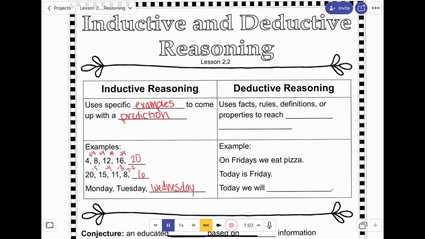Alright, deductive reasoning, very similar, just a little bit different because this one uses facts, rules, definitions, or properties to reach logical conclusions. An example on this one, we'll see more about this later, says, on Fridays we eat pizza. Today is Friday, so you can say that today we will eat pizza if you combine the two.